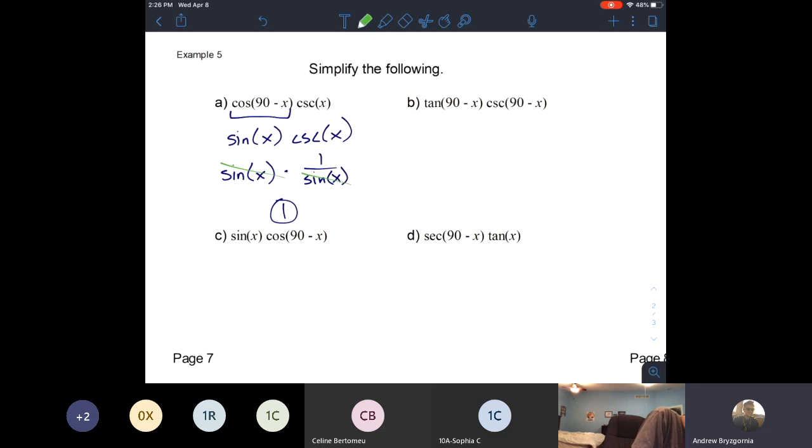So we're going to do a similar thing for the other 3 as well, where we're going to either try to change one or both of them and then use that to hopefully simplify into something easier.